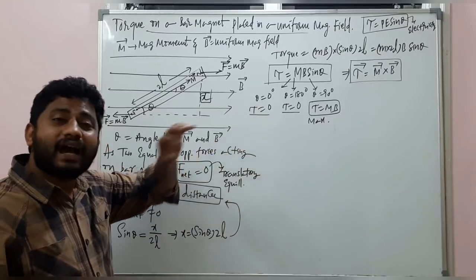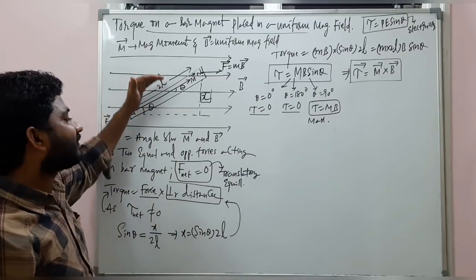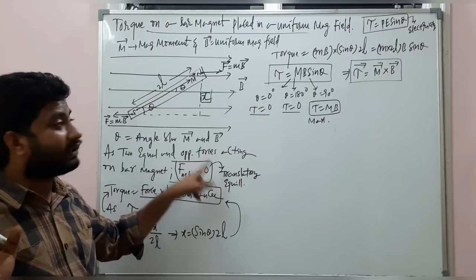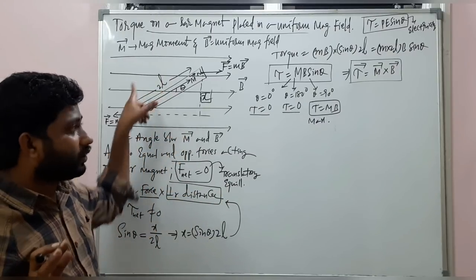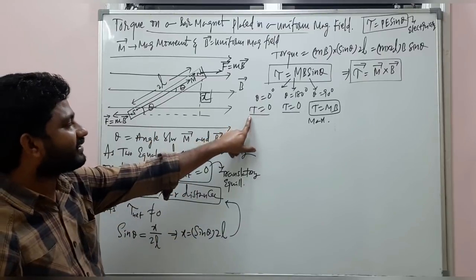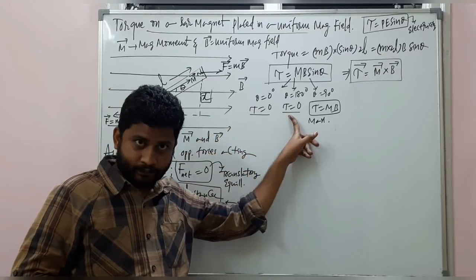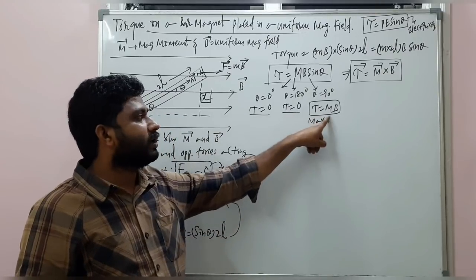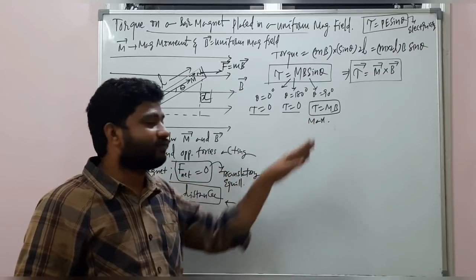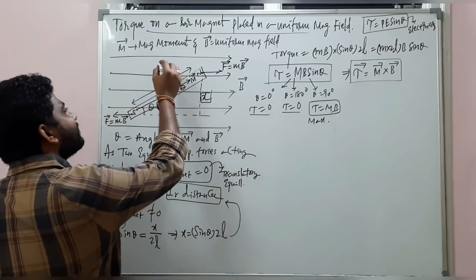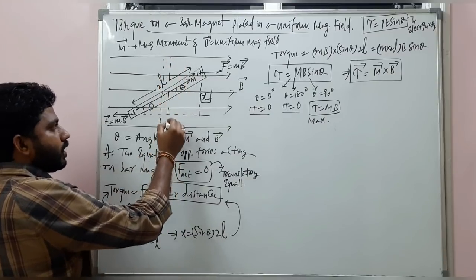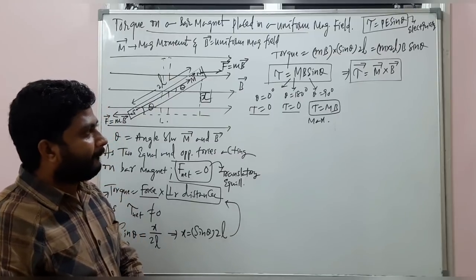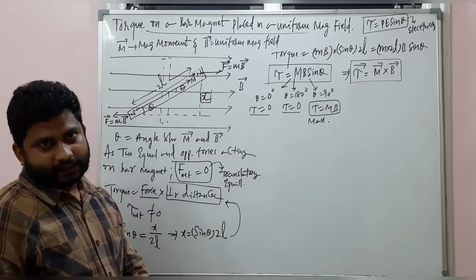In any of the cases you take, translational equilibrium, the net force will be 0, but net torque will not be 0 in all the cases. Net torque will be 0 in this case as well as in this case. In both the cases, net torque will be 0 and net force will be 0, but here net torque will never be 0 when the bar magnet is kept in this way. Understand? Clear?